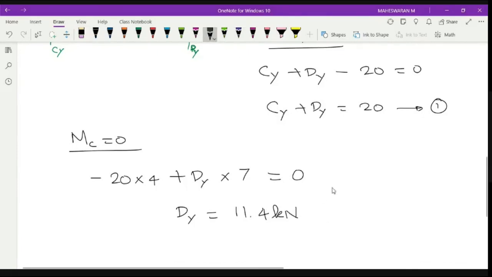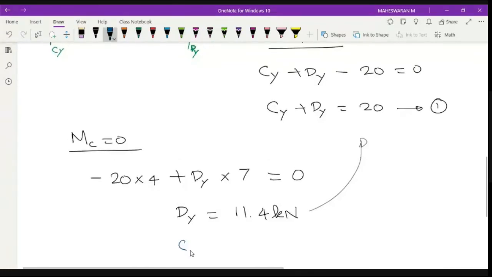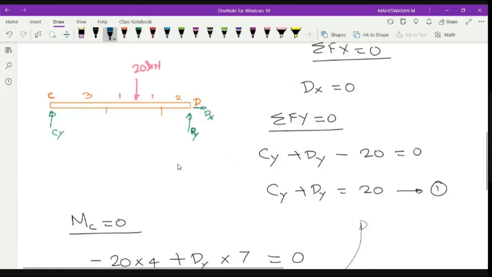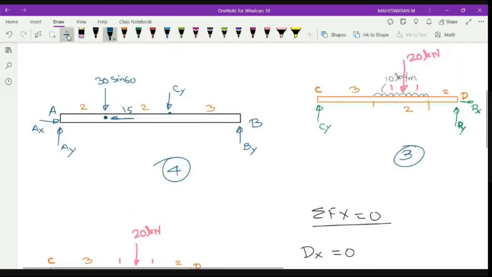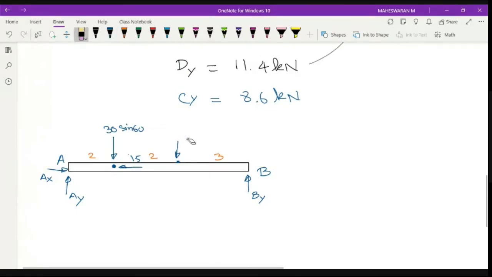Substitute it in this equation and find out what is your Cy. What is your Cy? 8.6, sir. So it is 8.6 kilonewton. Yeah. So now I completed this part, right? The next thing is I'll go for the next free body diagram. So this is my next free body diagram. Let me take this particular beam, right? Now I got one value, which is Cy. I can directly substitute that, which is 8.6 kilonewton, right? Same procedure, we'll follow the same one.